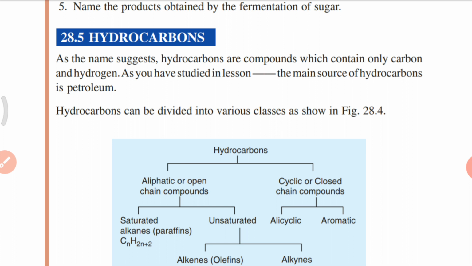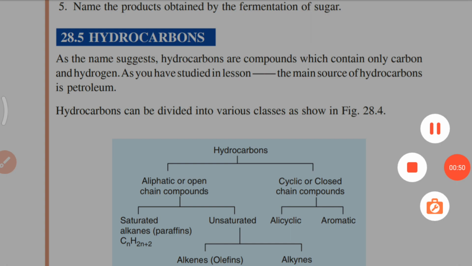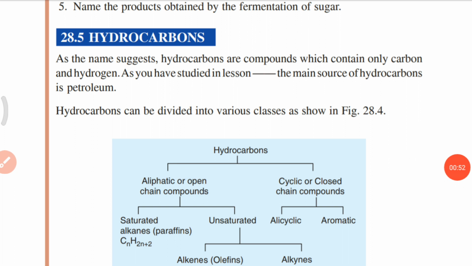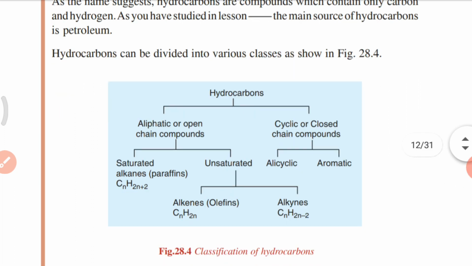We discussed allotropes. Allotropes contain only carbon. Hydrocarbons contain only carbon and hydrogen. The main source of hydrocarbon is petroleum. Hydrocarbons can be divided into various classes.